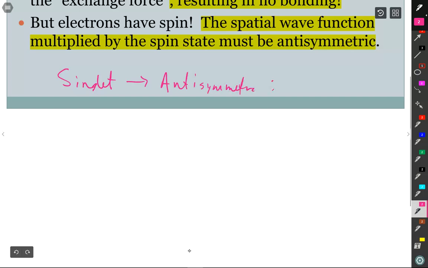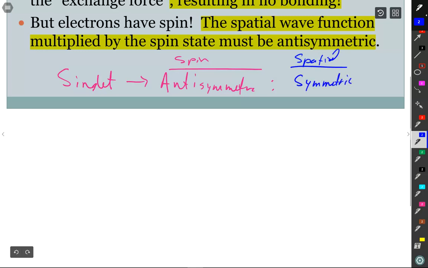Then I must have, actually, so this is spin state. And so the spatial state must be symmetric. So when I take the product of, think of antisymmetric -1, symmetric 1, I have to have the product of those two as antisymmetric -1. So if I had antisymmetric, I'd have -1 times -1, it'd be symmetric. Or symmetric times symmetric, 1 times 1, it'd be symmetric.